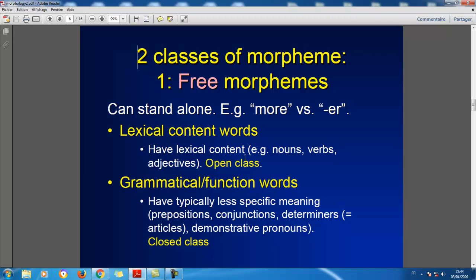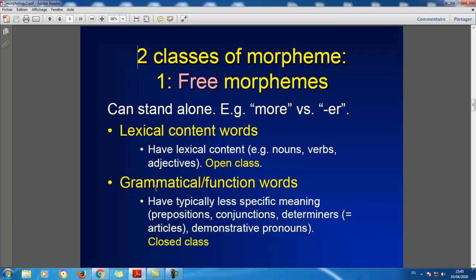An open class means a group of words, a grammatical class, whose members cannot be counted. We have got an endless number of members belonging to that class. For example, how many nouns do we have in English? Of course, we cannot count them all. How many verbs? How many adjectives? So we have got an endless number of adjectives, verbs, nouns. So here, these classes are open.